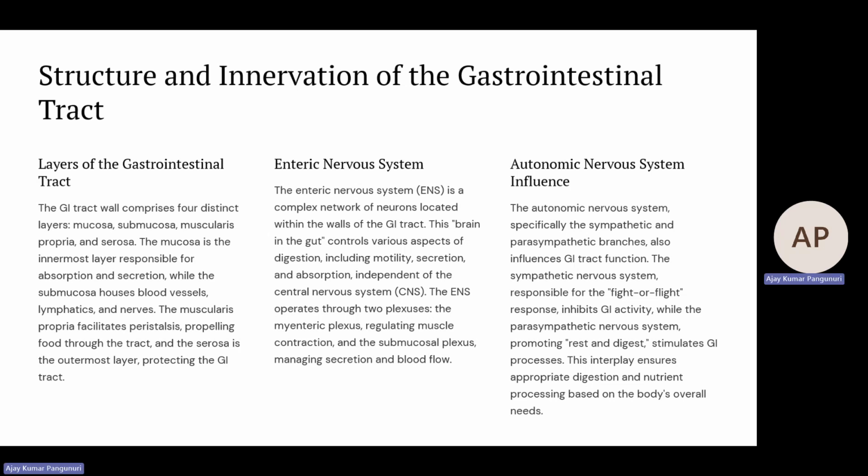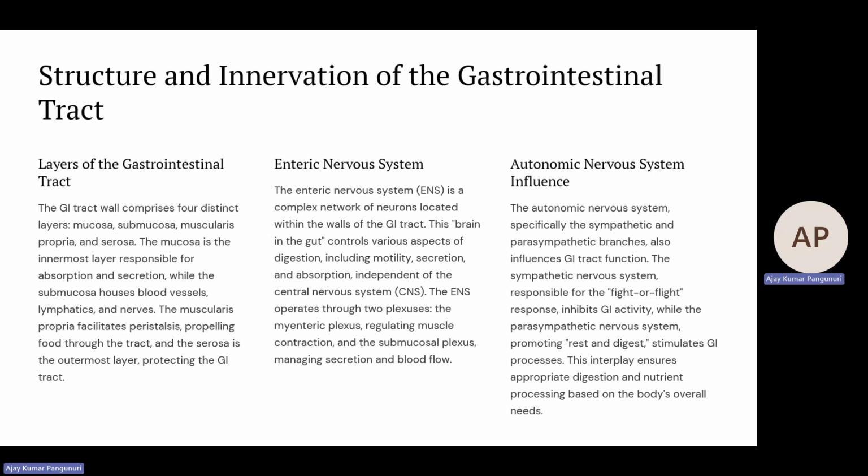tract. Enteric nervous system. The enteric nervous system is a complex network of neurons located within the walls of the GI tract. This is also called the brain in the gut. It controls various aspects of digestion, including motility, secretion, and absorption, independent of the central nervous system. The ENS operates through two plexuses: the myenteric plexus regulating muscle contraction and the submucosal plexus managing secretion and blood flow.